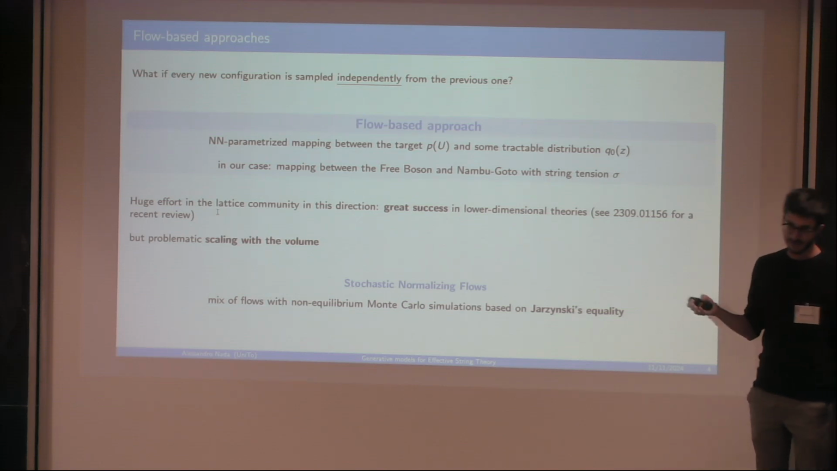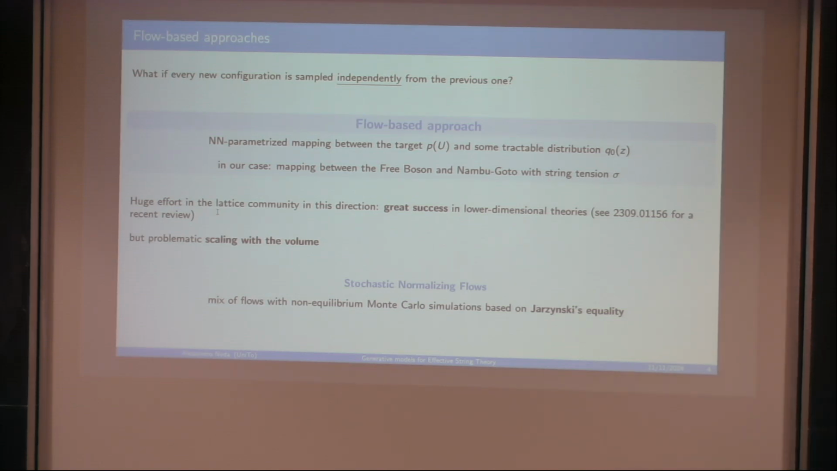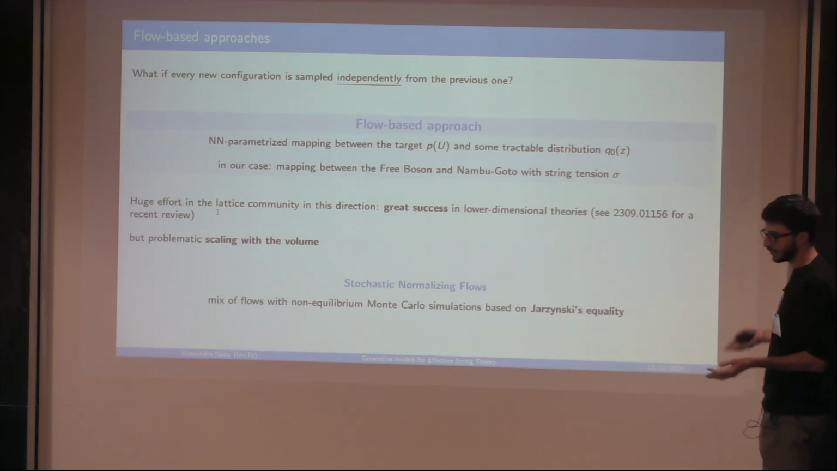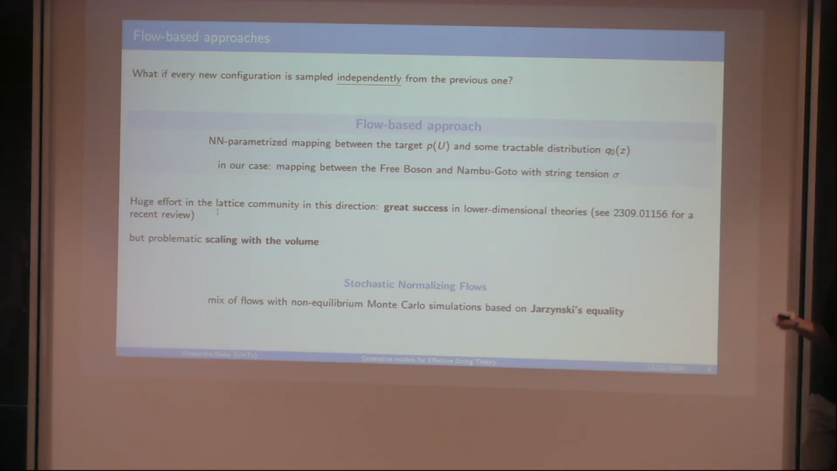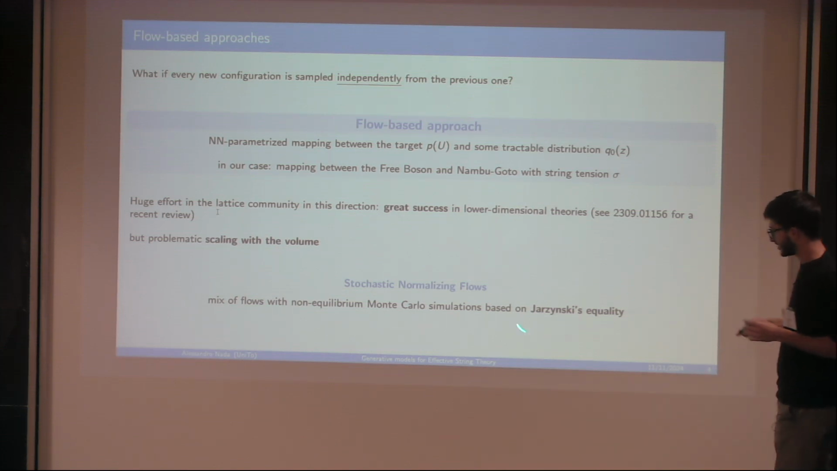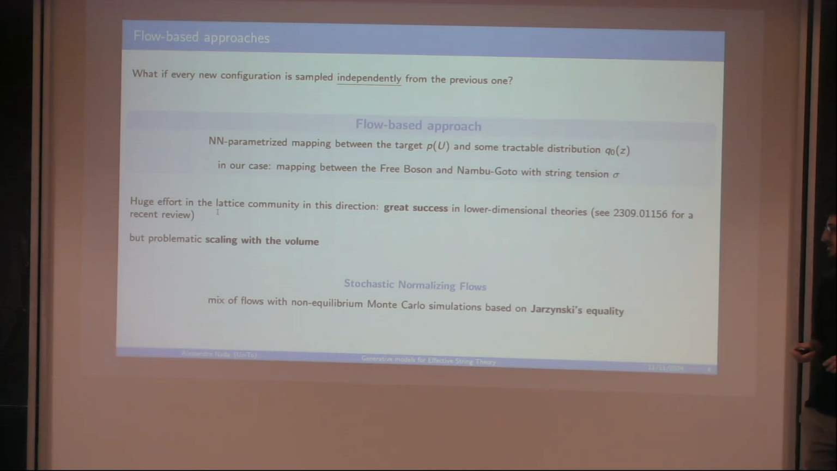This has been quite a success if you keep yourself in lower dimensional theories, for example gauge theories in 2 dimensions, the Schwinger model. There have been many examples by several people in this community, and if you're interested, this is a nice review about it. But if you go to larger volumes, as Andrea was already mentioning before, there are issues. The architecture that we actually use is called stochastic normalizing flows. It's a mix between non-equilibrium Monte Carlo simulations, which are based on this result from non-equilibrium statistical mechanics that I will not be able to explain in this talk, and normalizing flows, which are neural-network-parameterized diffeomorphisms, like the ones Andrea used in his talk.